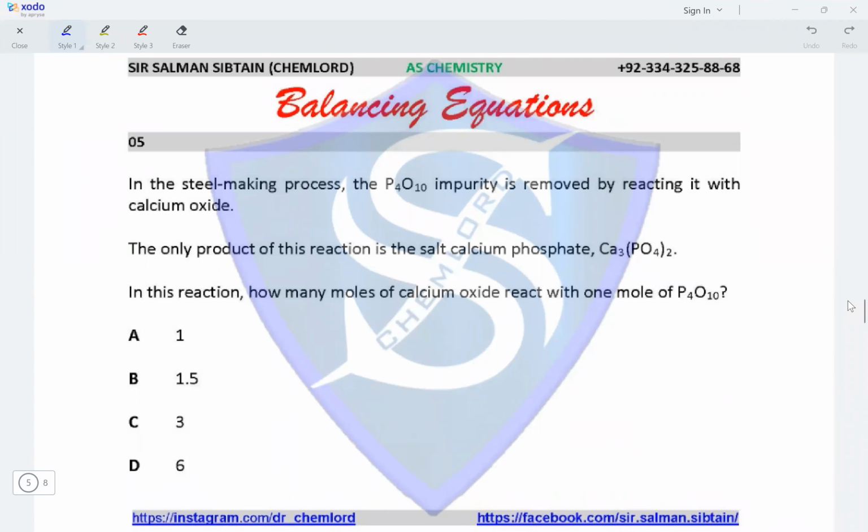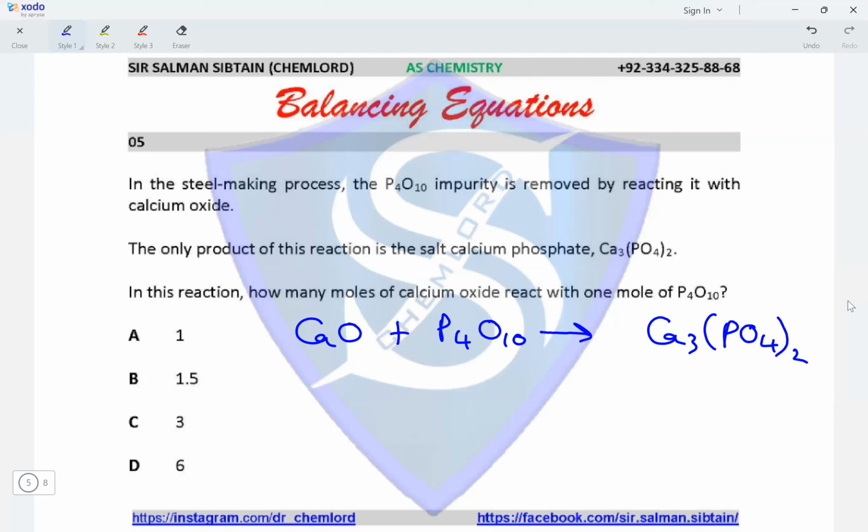Question 5. In the steel making process, the P4O10 impurity is removed by reacting it with calcium oxide. The only product of this reaction is the salt calcium phosphate. In this reaction, how many moles of calcium oxide react with 1 mole of P4O10? So CaO is calcium oxide, P4O10 is the impurity that reacts with it, and the product is Ca3(PO4)2. So in total, we've got 2 moles of phosphorus here and 4 moles here. In order to balance the number of moles of phosphorus, we multiply this compound with a molar ratio of 2, making phosphorus 4 on each side.